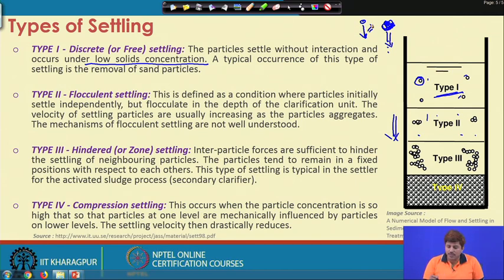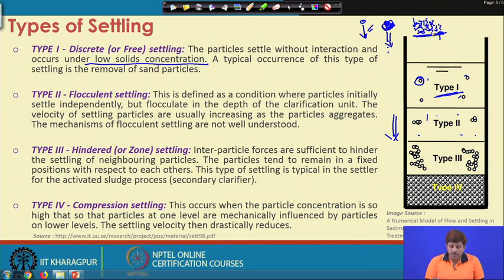In type 3 what happens? In type 3 also a lot of particles settle together, similar to flocculent settling, but they do not form flocs. So, if there are, let us say, this many particles over there and all of them are settling together, but their interparticle distances are not changing. So, their specific gravity and their weight are not changing, and the net thrust which is applied on this becomes relatively higher.